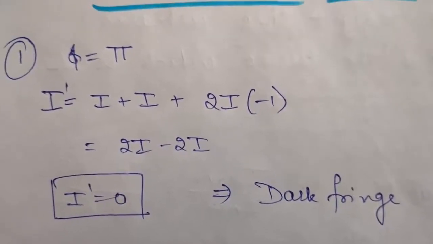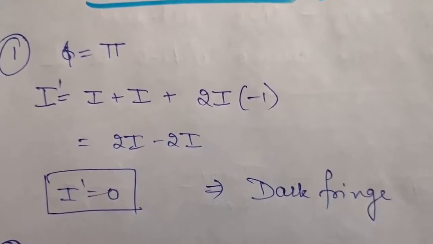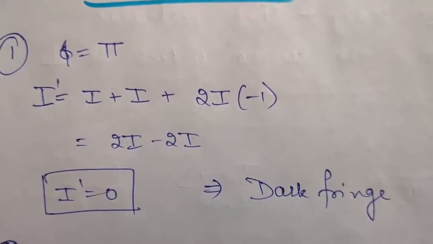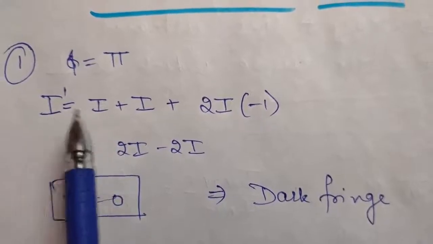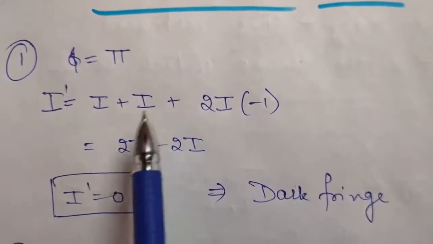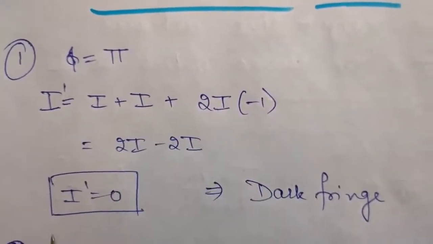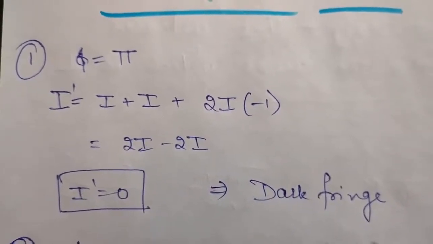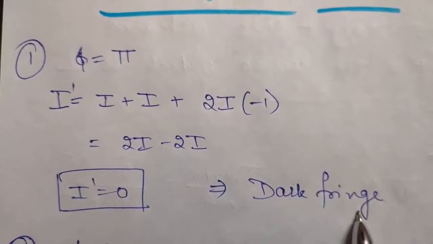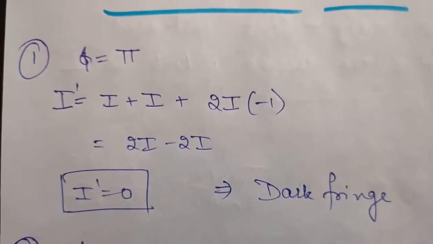So for that you can easily use the formula of intensity, which is I1 plus I2 plus 2 under root I1 I2 cos phi. So I am taking resultant intensity to be I dash and I1 and I2 equal to I. So when you solve it, you will see that I dash is coming to be 0. That means there will be no intensity of light. So therefore you can say you will be having a dark fringe.